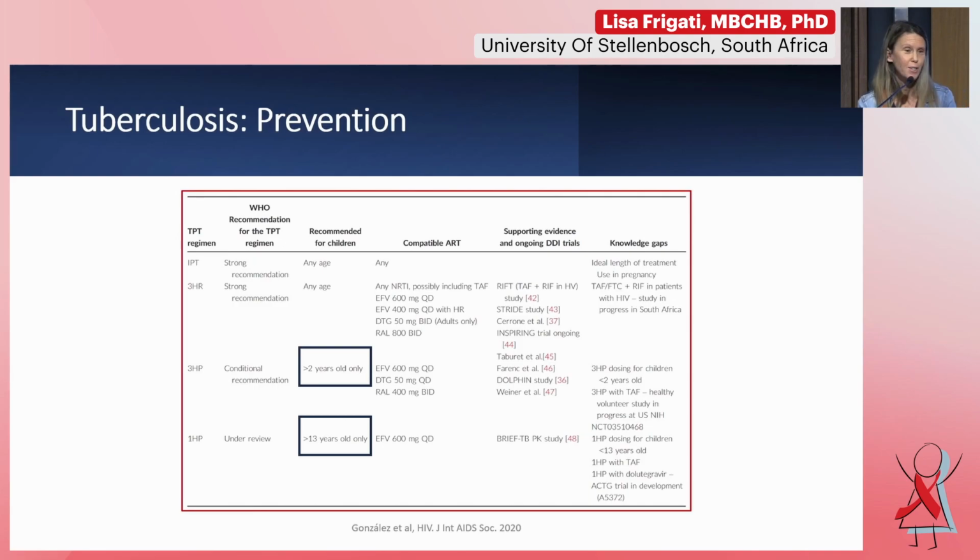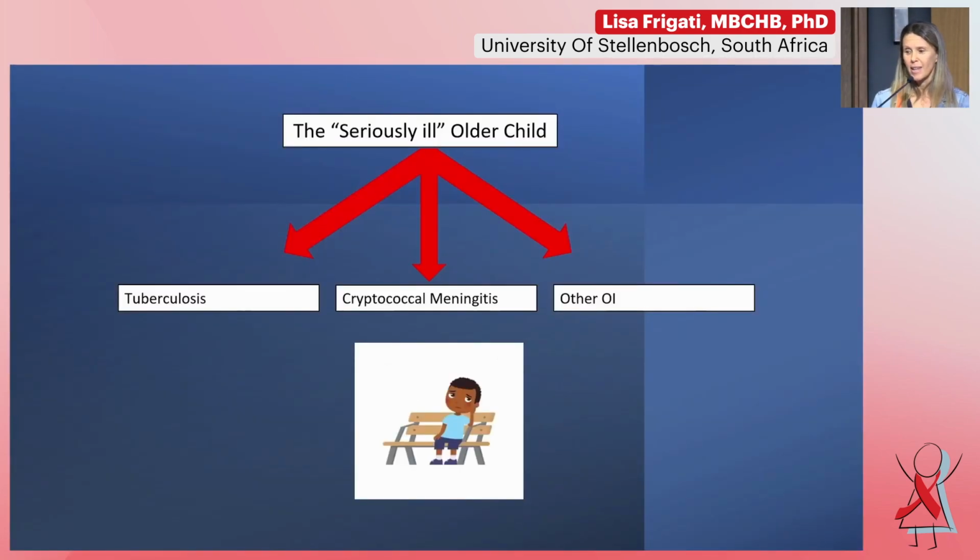Unfortunately, for TB prevention, there's been a lot of talk, but we still don't have access for children with HIV to 3-HP. We cannot use this in children younger than 2 years, and we can only use 1-HP in children older than 13. So we still have work to do, and I still think there is a huge need for a combined fixed-dose combination of INH, cotrimoxazole, and B6.